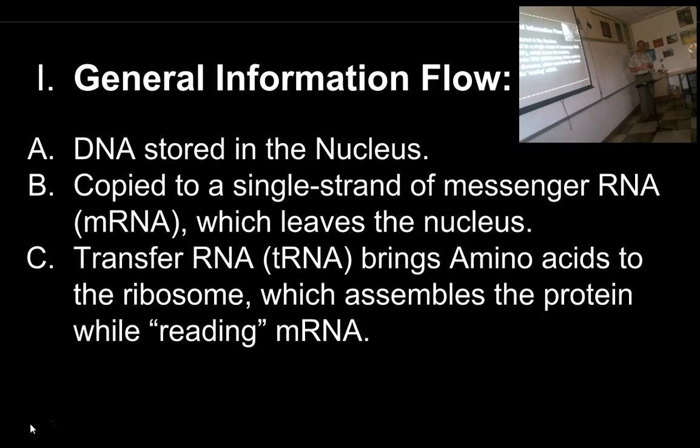And that copy is called messenger RNA. It's made out of RNA, ribonucleic acid, not DNA, deoxyribonucleic acid. We talked briefly about the differences between the two. Ribonucleic acid is only single-stranded, not double-stranded. Ribonucleic acid has uracil, not thymine. So those are the big differences. There's other minor ones.